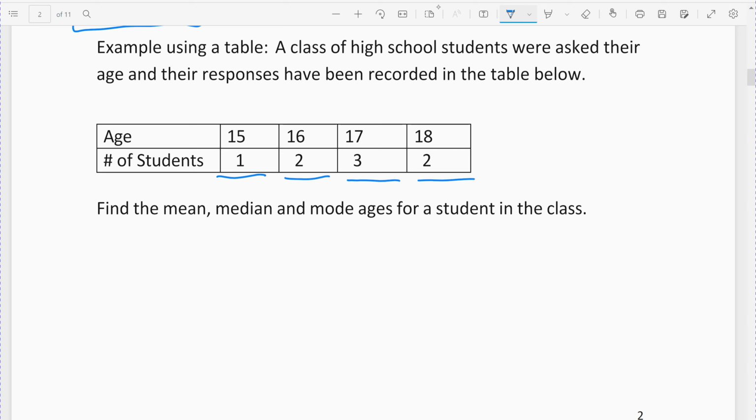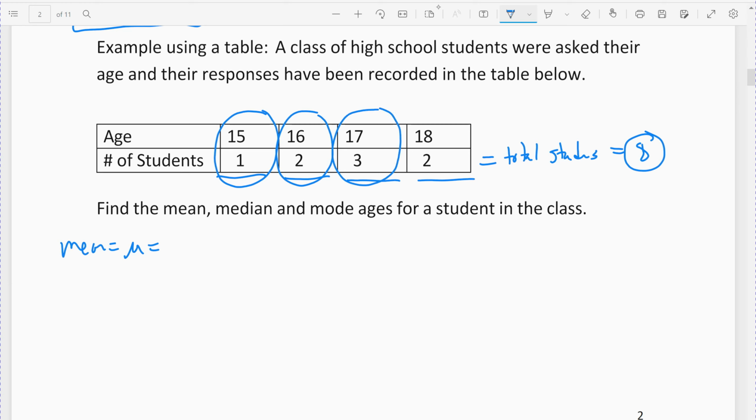How do we find the mean, median, and mode when we're given a table of information? Well, mean is found by taking all of my numbers, adding them up, and then dividing by the total. So how many total students? Well, there is 1 plus 2 plus 3 plus another 2. So that's 8. There are 8 total students altogether. So there are 8 values that I would add up when I take my mean. When you have a table, what this represents is one 15-year-old, two 16-year-olds, three 17-year-olds, and two 18-year-olds. And so when you add them up, you keep that in mind.